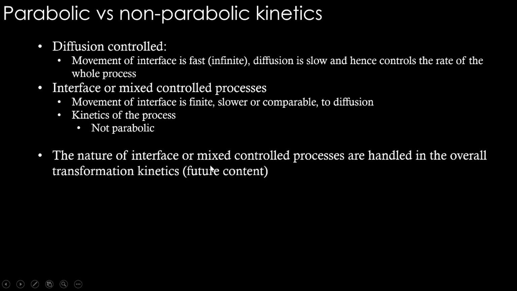The nature of interface or mixed control processes are handled in the overall transformation kinetics. We will see that in the next couple of classes. This overall transformation kinetics is important because it is going to cover most of the transformations, because transformations involve something called nucleation and growth where the interface matters a lot. That will be difficult compared to mere diffusion. We'll dedicate a class for the fundamentals of it and then move forward. We'll see that after the next class.